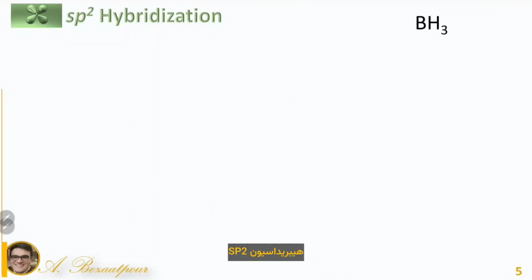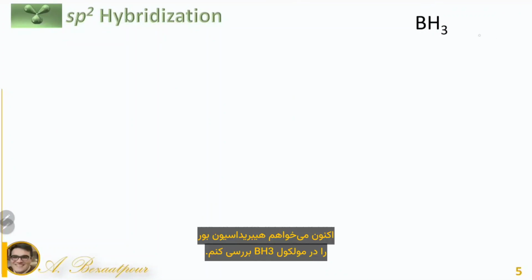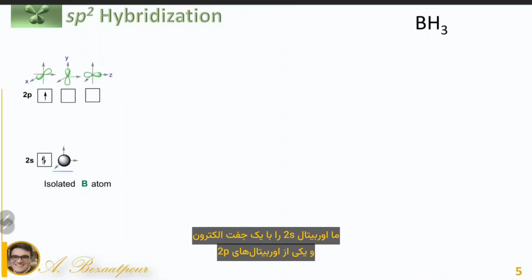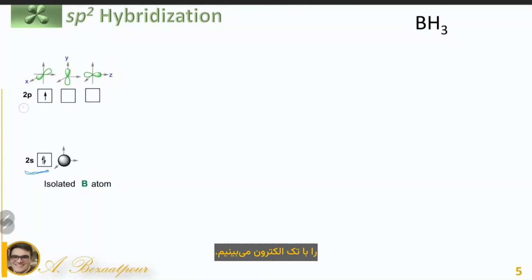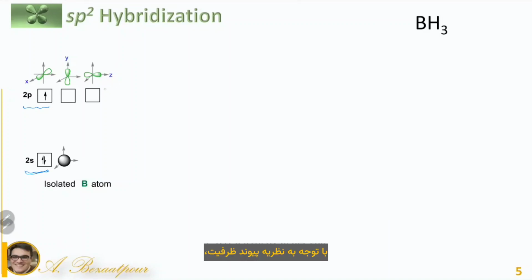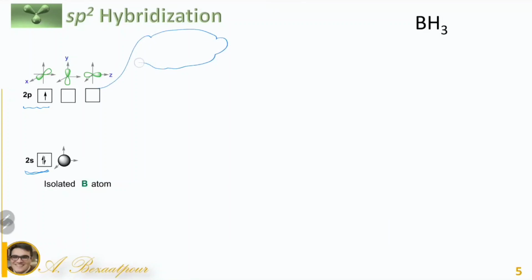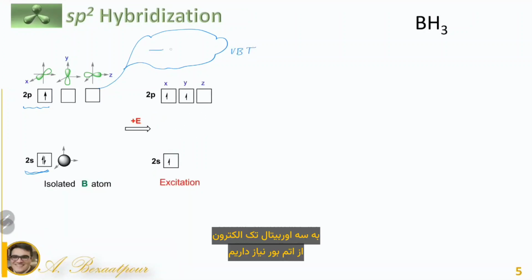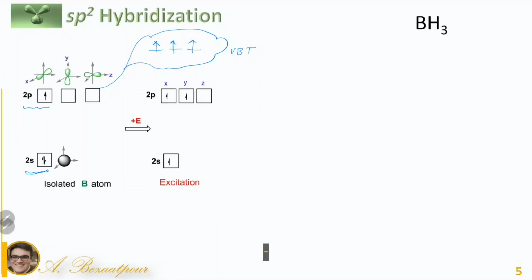sp2 hybridization. Now I wanted to examine boron hybridization in BH3 molecule. For the isolated boron atom, we see the 2s orbital with an electron pair and one of the 2p orbitals with single electron. Regarding the valence bond theory, to form the BH3 molecule, we need 3 orbitals with a single electron of boron atoms.